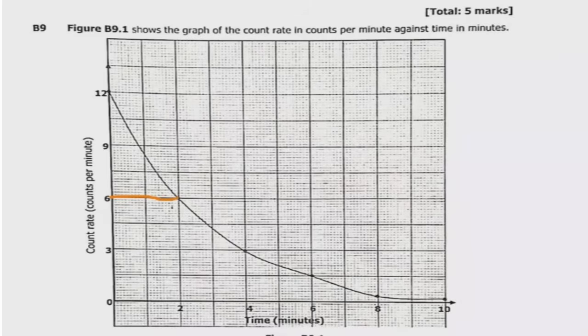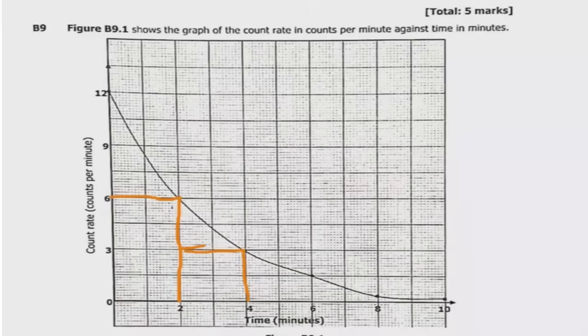When it comes to time, it took 2 minutes to reach half of the initial reading, which is 12. So half of 12, it took 2 minutes. Okay, so the half-life of this is 2 minutes. Now when you look at from 6 to reach 3, you'll see that it is going to take about 2 minutes again.